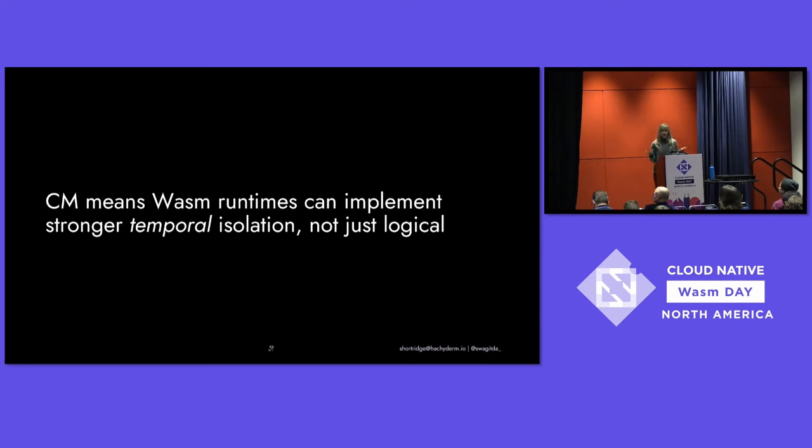The component model also enables Wasm runtimes to implement stronger temporal isolation, not just spatial or logical, right? So again, the existing Wasm model already enables a strong degree of ephemerality. That's the ability to limit the lifespan of a workload in a kill and restart model, or I think what Wasmtime calls disposable instances. So in this model, we can actually instantiate a new Wasm instance per task, like a request in Fastly's Compute platform. Then we can nuke it once the task is finished, which gives us inter-task isolation.